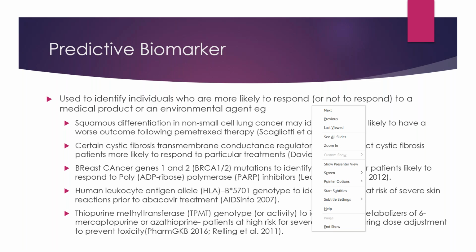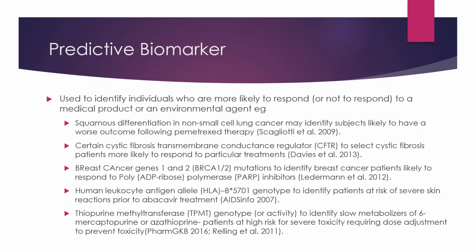Once again, breast cancer genes 1 and 2 identify breast cancer patients who are more likely to respond to poly-ADP ribose polymerase or PARP inhibitors, while human leukocyte antigen allele 5701 genotype identifies patients who may have severe skin reactions to abacavir.